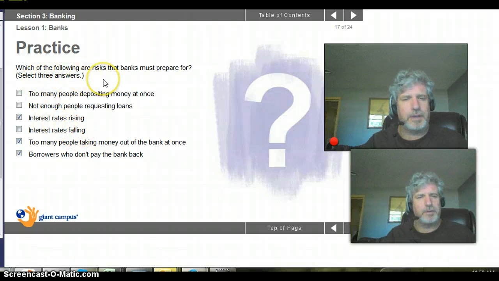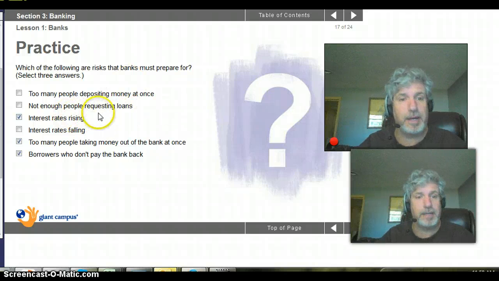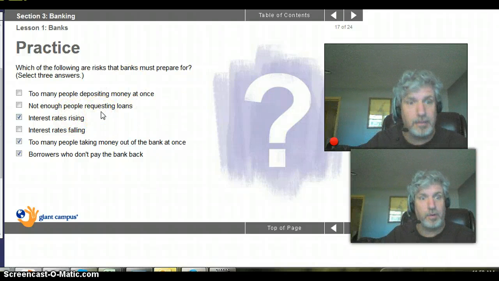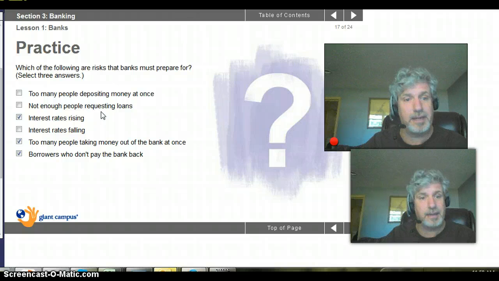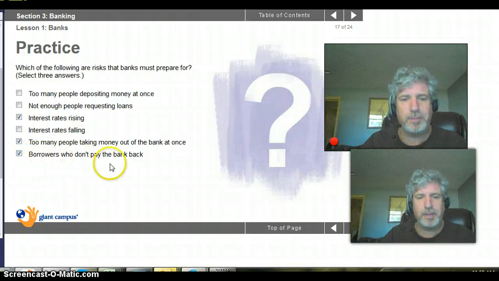So, which of the following are risks that banks must prepare for? Well, we talked about them. Their interest rates rising because they have to pay more interest than what they're actually making on the money they're borrowing. Too many people taking money out of the bank at once, or borrowers who don't pay the bank back.